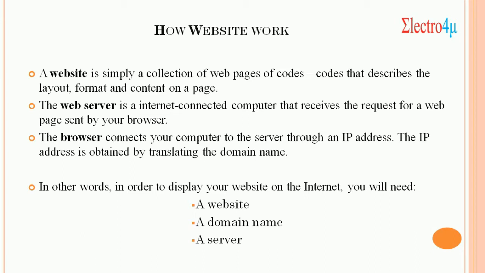Okay, why do we see the website? Web server, browser. So these three are the basics of a website. Okay, without the basic three, a website is not working. So the browser is the platform to search anything. It connects to the computer, and these computers connect to the server, and the server connects to the website through an IP address. But the IP address is obtained by some domain name.